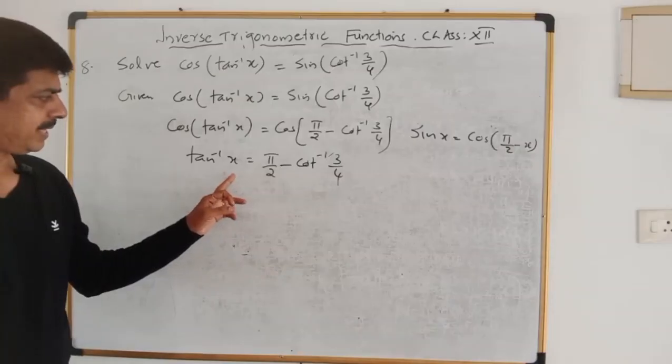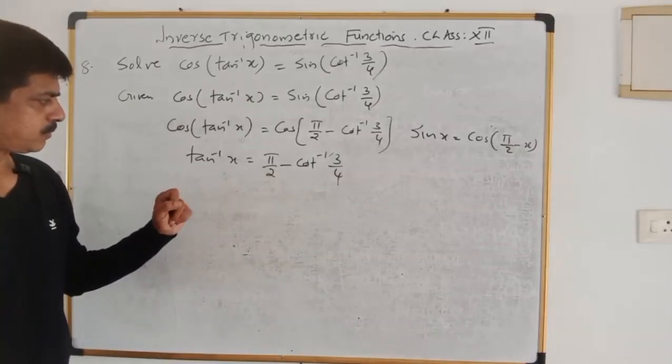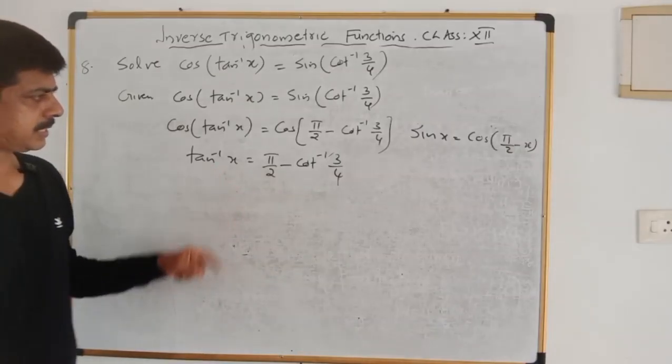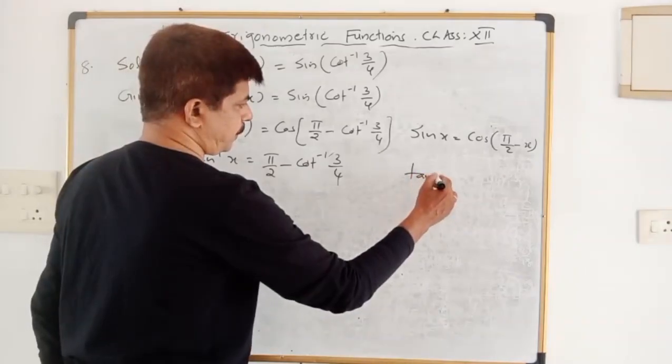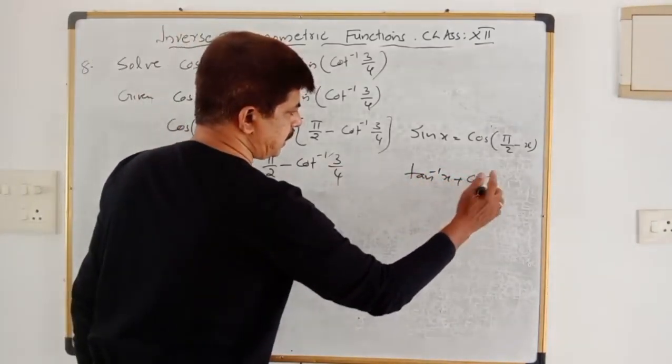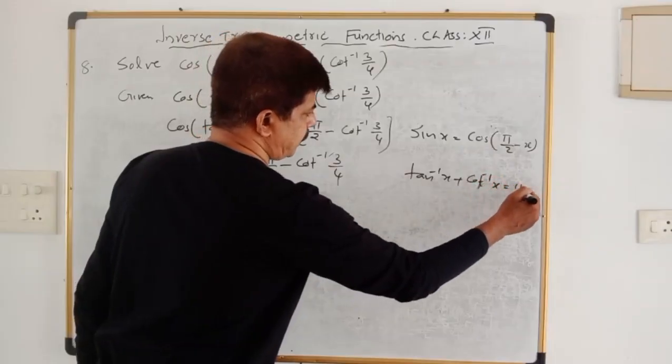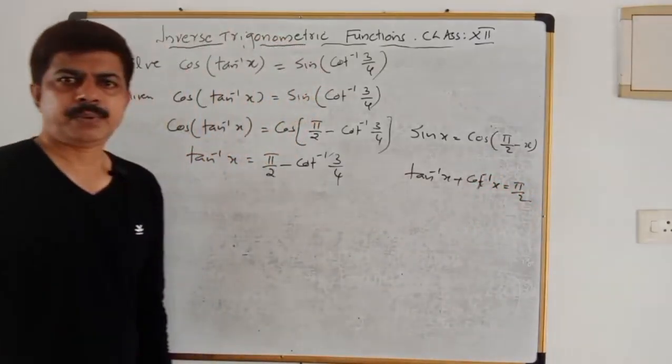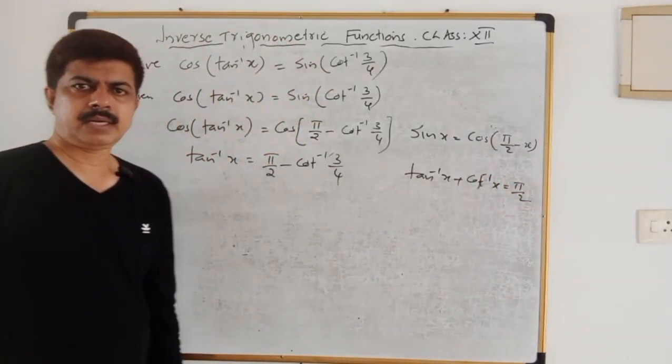Okay, so we have to find the value of x. To get x, what should be done? Tan inverse x plus cot inverse x, we know, because already pi by 2 is there in the RHS. Tan inverse x plus cot inverse x, we know the answer is always pi by 2. That is the standard property.